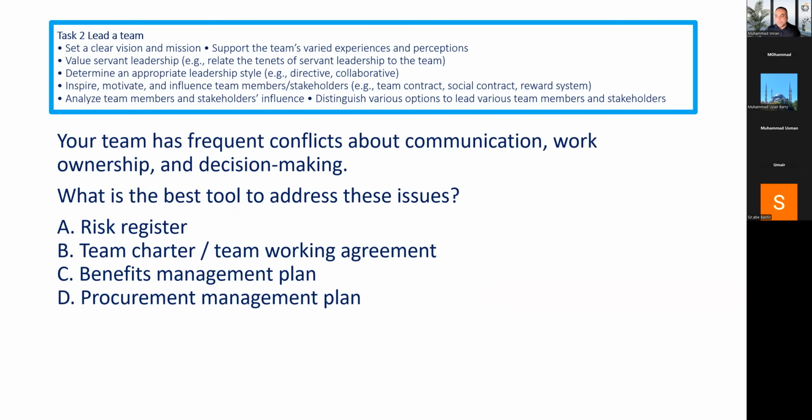Next, your team has frequent conflict about communication, work ownership, and decision making. Don't go for the answer. Wait, stop. Please don't rush. Conflicts about communication, work ownership, and decision making. I will ask a question. There is a document where we assign who will do what. So what should come to your mind first? Please don't read further. Stop here. What should come to your mind first? Ownership, decision making, who will make decisions.